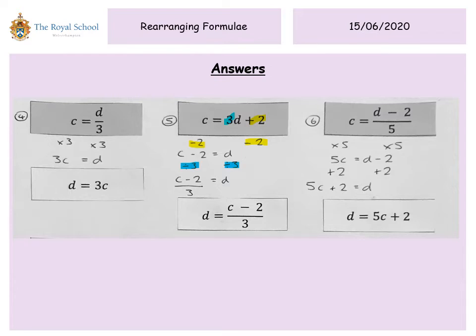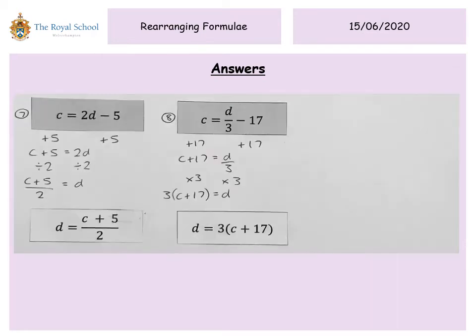And then number 6, we have another 2-step formula. So D has had 2 taken away from it, and then we've divided everything by 5. So remember, work in reverse BIDMAS order. The first thing we do is get rid of the divide by 5 by timesing by 5, and the second thing we get rid of is the take away 2 by adding 2 to both sides for that.